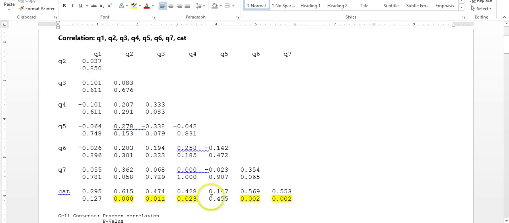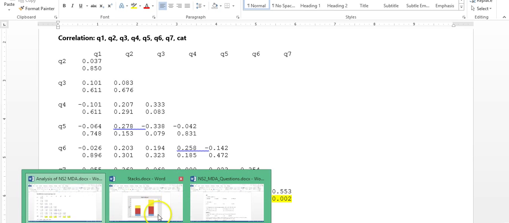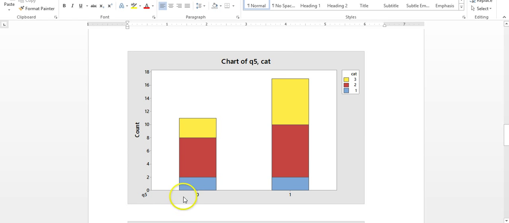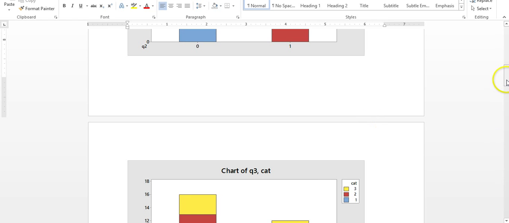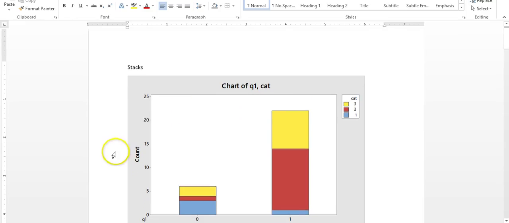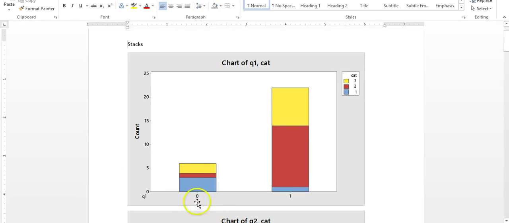So then I thought, well, what's going on with questions 1 and 5? So I made some stack diagrams, and basically what this is, 0 is they got the question wrong, 1 is they got the question right, and I broke it down into those 3 categories. So 1 was low placing, medium placing, high placing. So these people got 1 or 2 questions right, this was 3 or 4, this was 5 or 6.